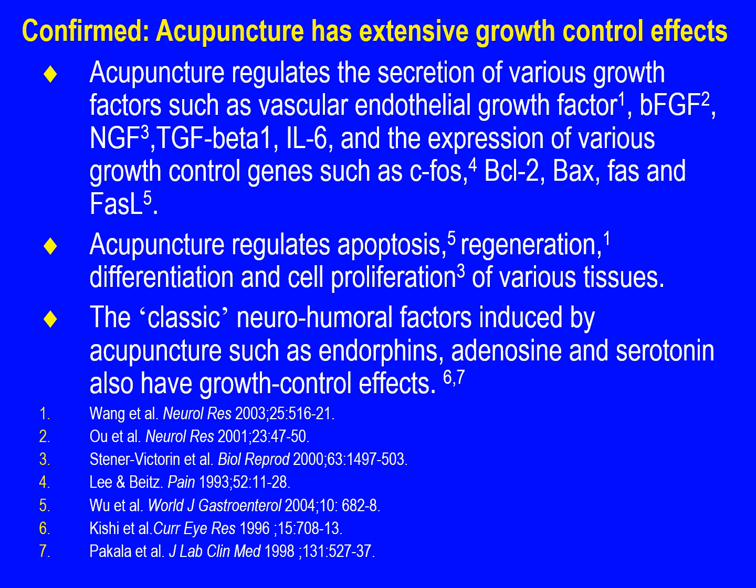Acupuncture has been shown to regulate apoptosis, regeneration, differentiation, and cell proliferation of various tissues. And the classic neurohumoral factors induced by acupuncture, such as endorphin, adenosine, and serotonin, also have growth control effects. For example, the endorphins can stimulate epithelial cell growth, and the serotonin can stimulate endothelial cell growth.